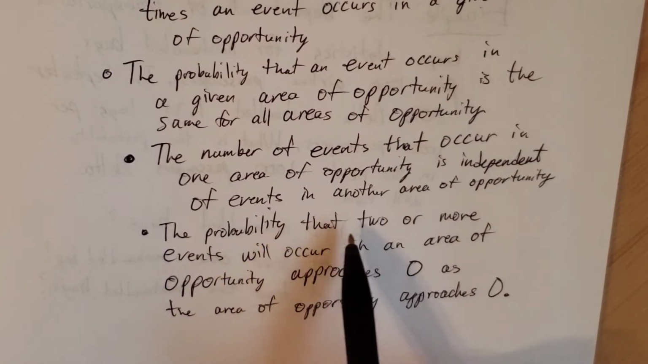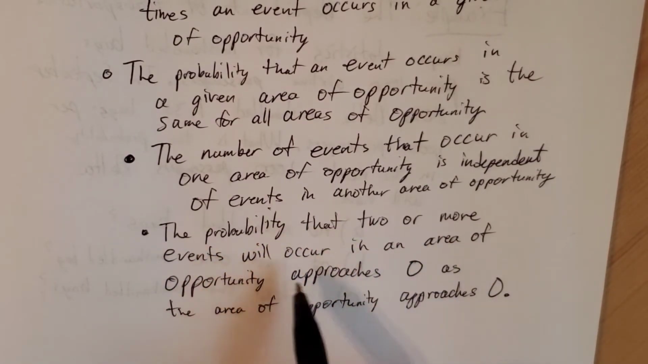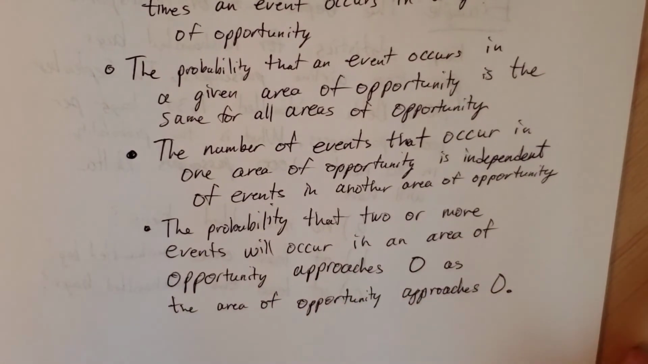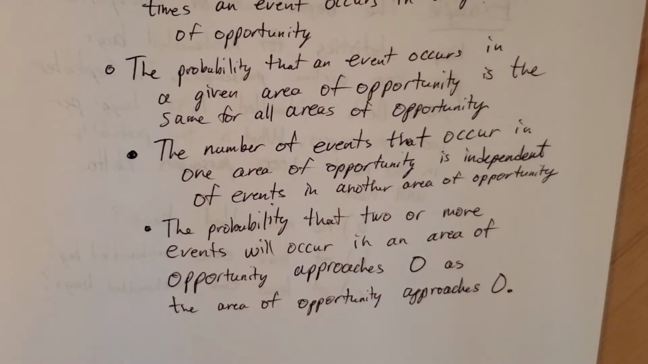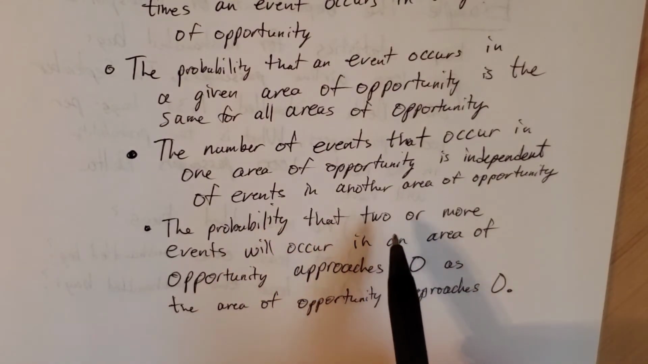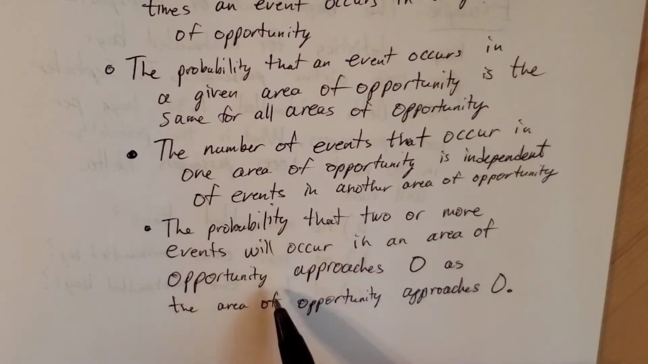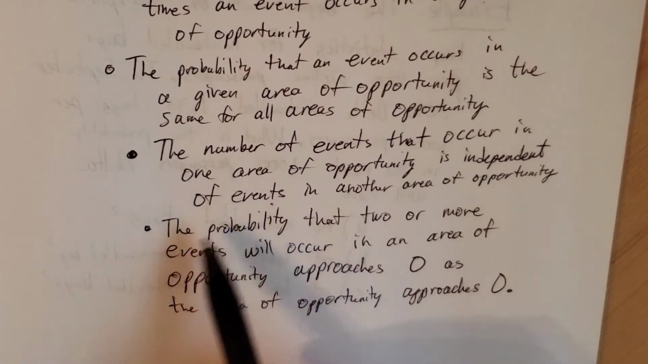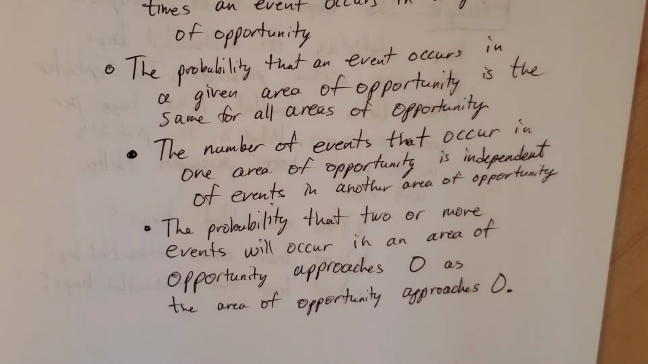The last thing is that the probability that two or more events will occur in an area of opportunity approaches zero as the area of opportunity approaches zero. What does that mean? If we think about this question, what's the probability that two or more people have mishandled bags when the number of passengers we're looking at approaches zero? If we go all the way to just looking at one passenger, then clearly the probability that two or more passengers have mishandled bags out of just one passenger is 0. So this property holds in this particular example as well.